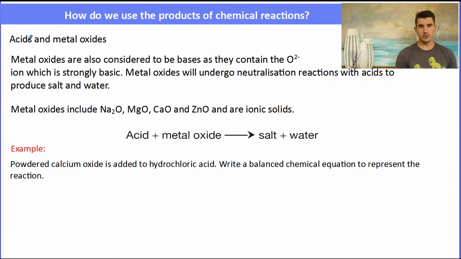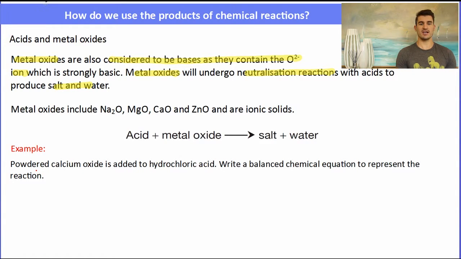Acids and metal oxides. Metal oxides are also considered to be bases or alkaline because they contain the oxide ion. Metal oxides also undergo neutralization reactions with acids to produce the salt and water. Metal oxides, Na2O, MgO, CaO, ZnO, and they're all solids. These things are very hard to dissolve. So they will form a salt and water.